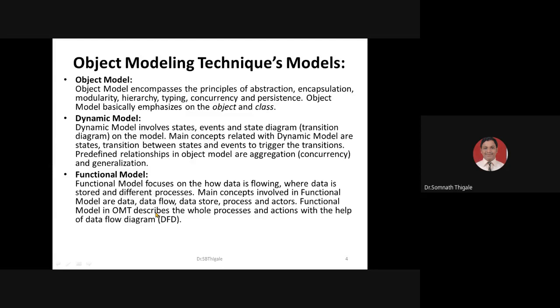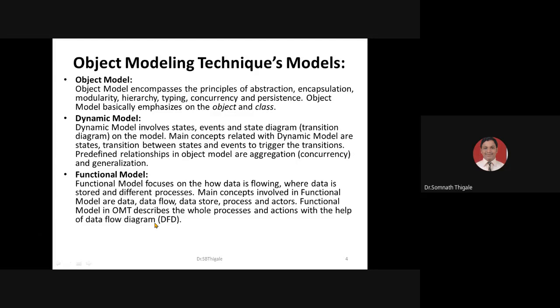The main concepts involved in the functional model are data, data flow, data store, processes, and actors. So the functional model in OMT describes the whole process and its actions with the help of a data flow diagram. That is the simple OMT technique in terms of models. So whenever I say that for any project you are implementing OMT, it means you have to complete these three different types of models.